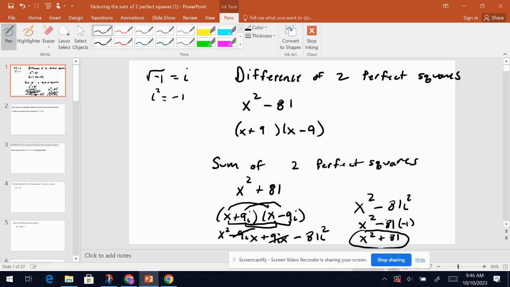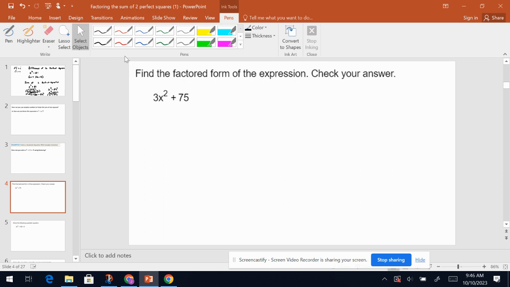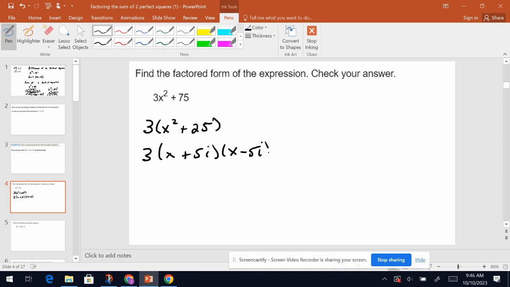So we're going to go through a few problems here, a couple problems that look like homework, and then just do one problem from a refresher that was from Friday. So this problem right here is asking me to find the factored form of the expression. Well, if you notice, this 3 and this 75 are not perfect squares, but I can take out a GCF. I can take a 3 out of both of these numbers, and it leaves me with 3 times x squared plus 25. Well, this x squared plus 25 is the sum of two perfect squares. That would be x plus 5i, x minus 5i. Okay, so I could go ahead and factor that.